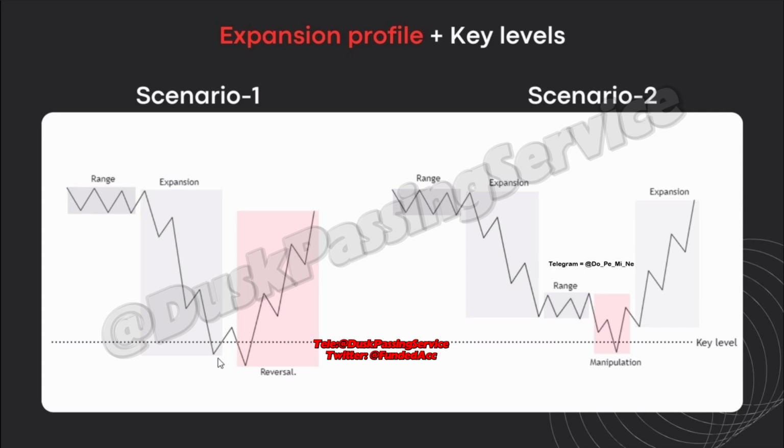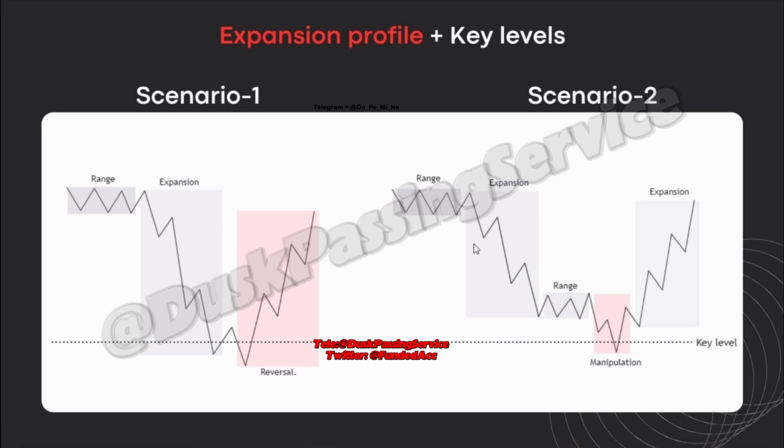Now the second scenario is when the expansion profile ends before it tests a key level. In that case, we're not going to expect a reversal profile straight away, because a key level hasn't yet been tested. So what we're going to expect is either a retracement profile or a ranging profile. In this case, we got a ranging profile, and then we go back again to the first combination of ranging profile and key levels.